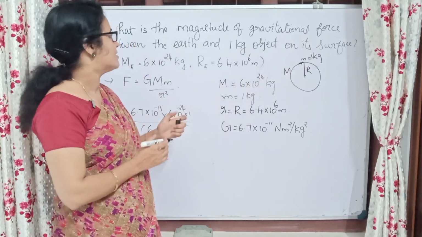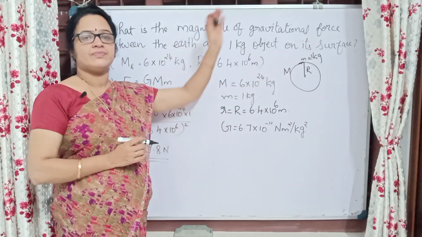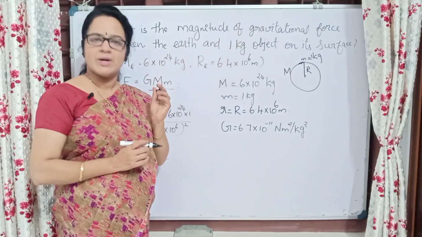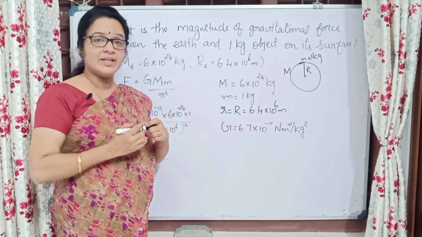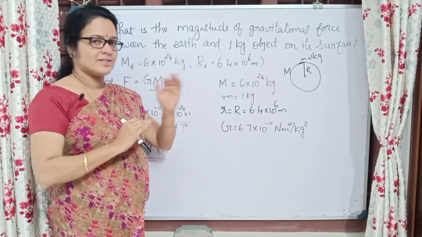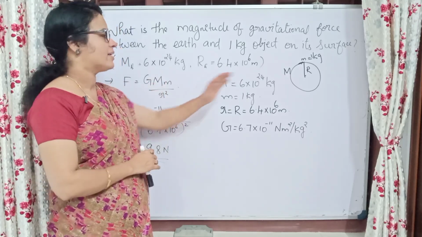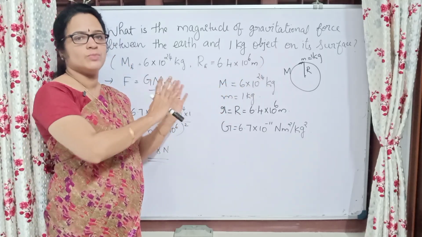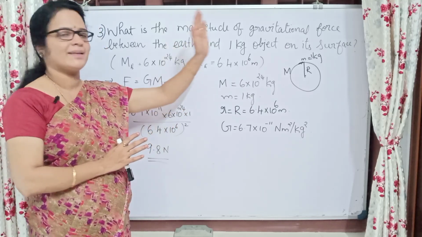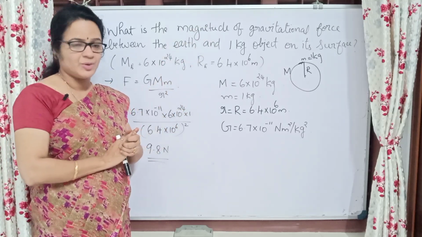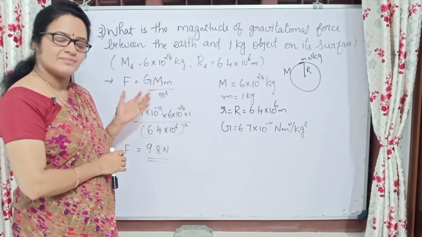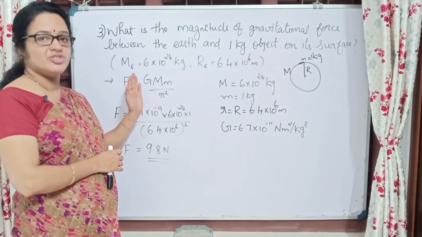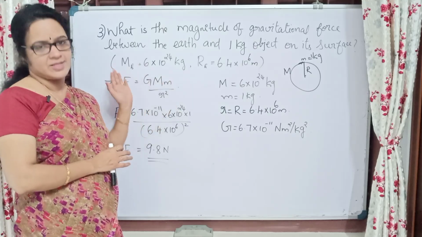Now we have to calculate the magnitude of gravitational force between Earth and the 1 kilogram mass. So how can we find it? There are two masses, capital M and small m, and the distance is r. Then what will be the force between the two masses? One mass is Earth and the other mass is the 1 kilogram mass. Okay, so how can we find the force? The same equation we can use. Okay, so which is the equation? F is equal to G M m by r square.